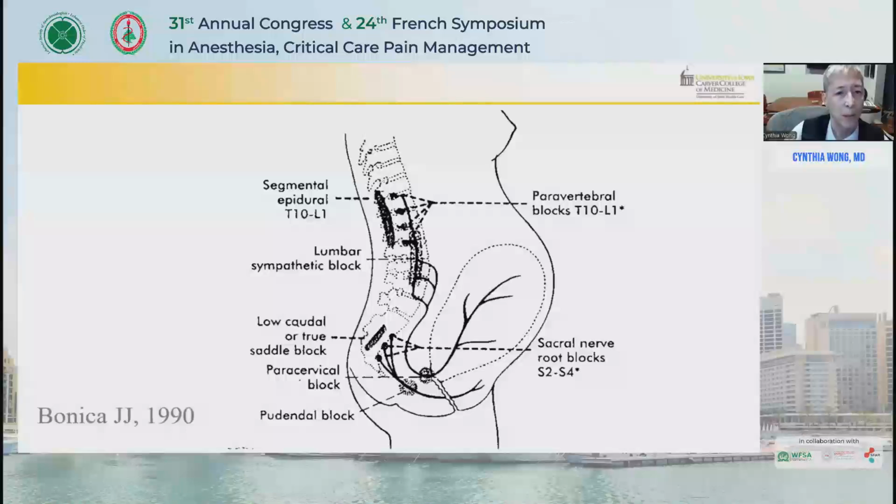Another picture of the same thing, right? So early in labor, low thoracic, lumbar processing of pain. Later in labor, both. So the lumbar and the sacral regions are involved.